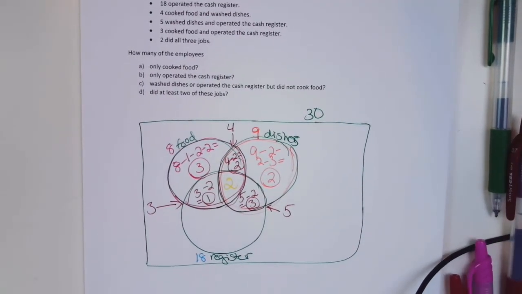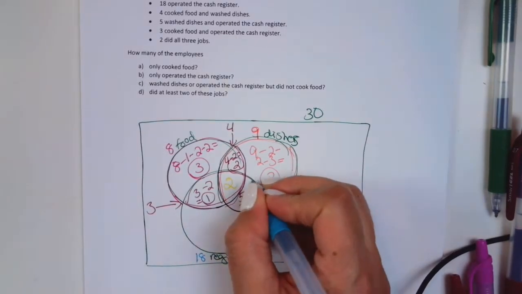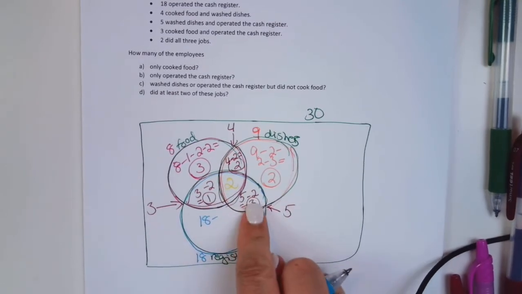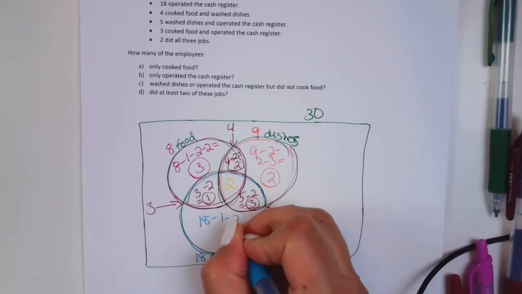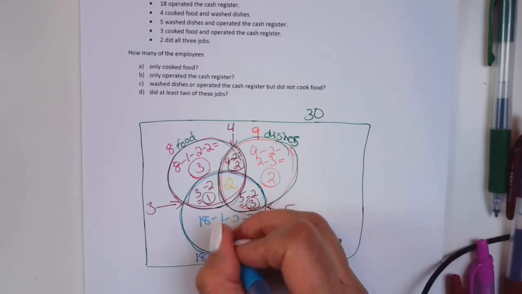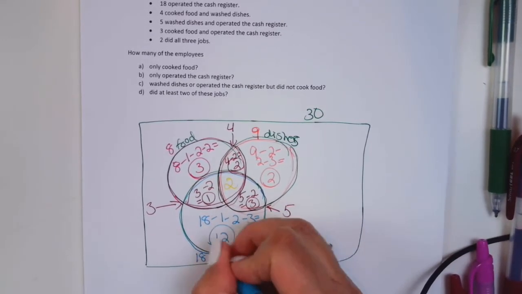And then with the cash register, the same thing. We have 18 as the total for this circle here. 18, but we've already used these. So 18 minus 1 minus 2 minus 3. That's 5, 6. This is 12.